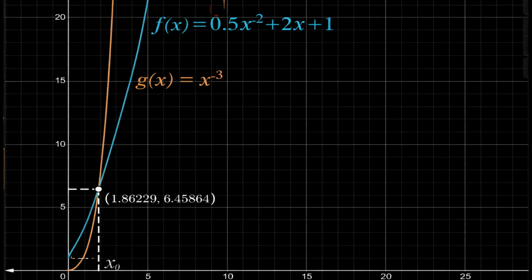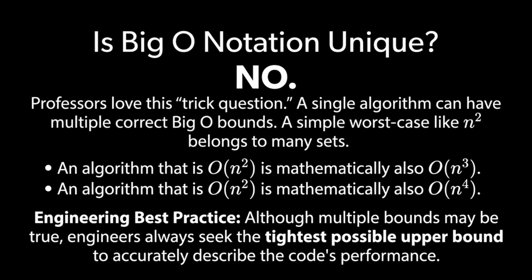The constant c is just there to account for whether you're running Python or C++ or using a Mac versus a PC. Here's a trick question professors love. Is Big O unique? No. If your algorithm's worst case is bounded by n squared, it is mathematically also bounded by n cubed and n to the fourth. But as engineers, we always want the tightest possible upper bound to accurately describe our code.